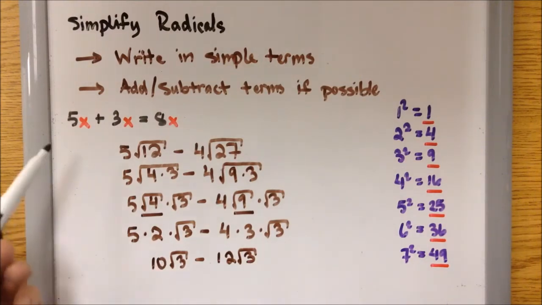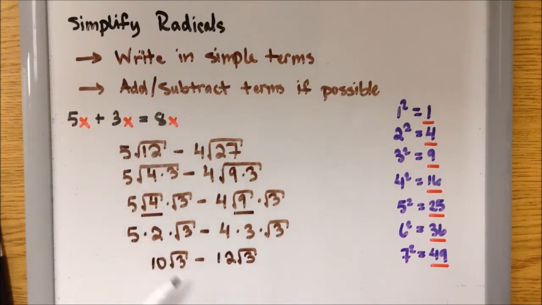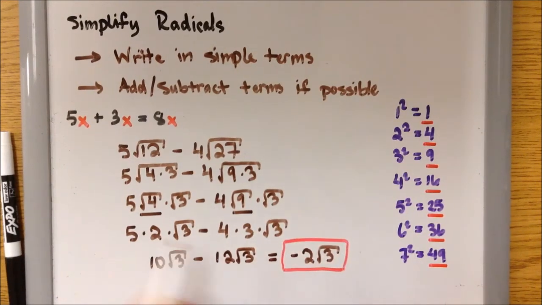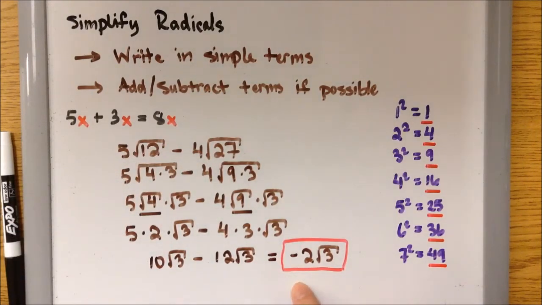Alright, so just like combining like terms, so here 5x plus 3x equals 8x, we're going to combine since both of them have square root of 3. So basically 10 minus 12, that's going to be negative 2, and then we have the square root of 3. And that's our final answer. So 5 square root of 12 minus 4 square root of 27 equals negative 2 square root of 3.